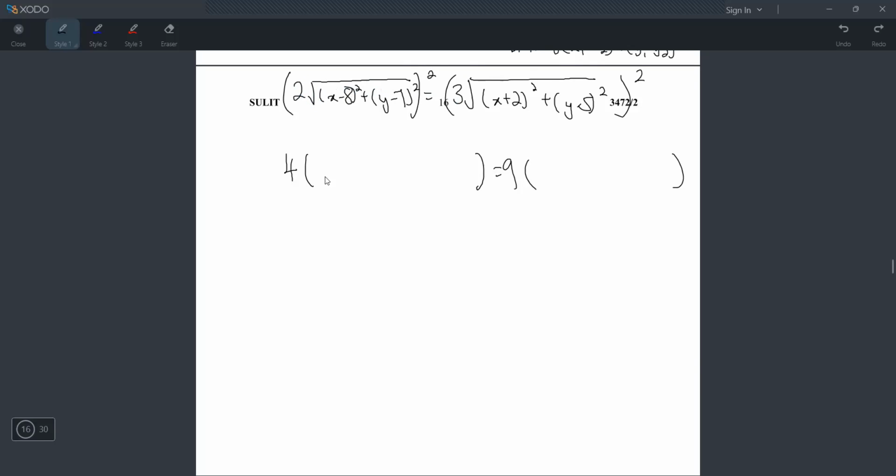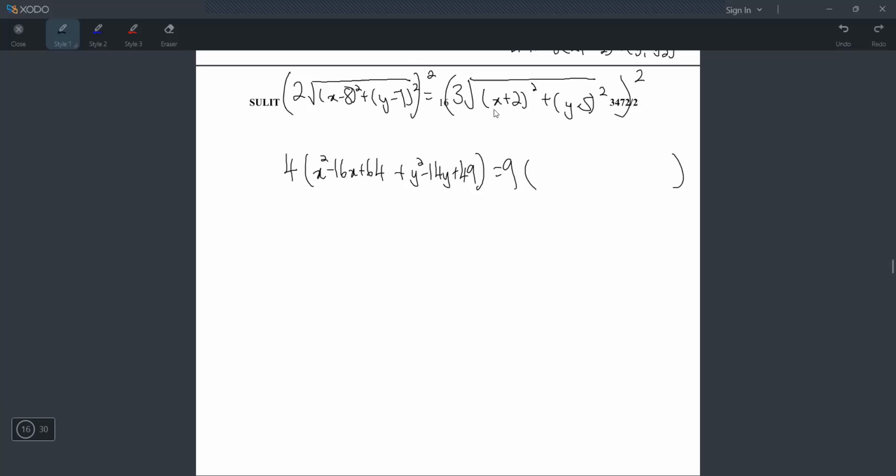Okay, let's expand this. X minus 8 square. So I'll do very fast. X square minus 16x plus 64. Y minus 7 square, I'll do very fast. Y square minus 14y plus 49. Right? Okay, it's very simple. I just take depan square, depan darab belakang darab 2, and then belakang square. Alright, same thing here. Depan square, depan darab belakang darab 2, belakang square.